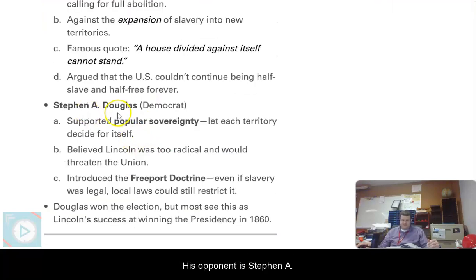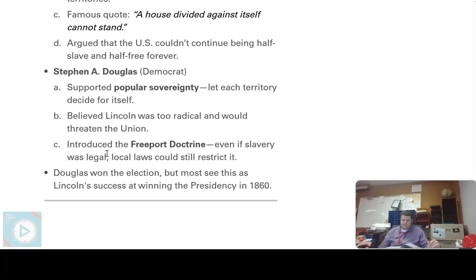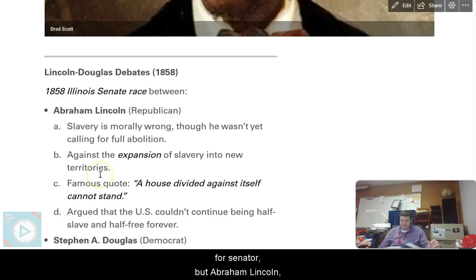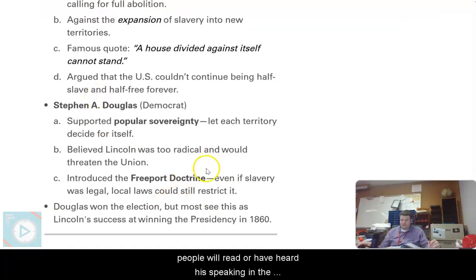His opponent is Stephen A. Douglas, a Democrat. He supports popular sovereignty. He believes that the United States can remain forever divided, with some parts slaves, some parts not slave. He believes that Abraham Lincoln and the Republicans are too radical and will push things one way or the other too much. Now, Douglas will win the election for senator, but Abraham Lincoln, people will read or have heard his speaking in the debate, and they will realize, this guy is someone worth looking at.